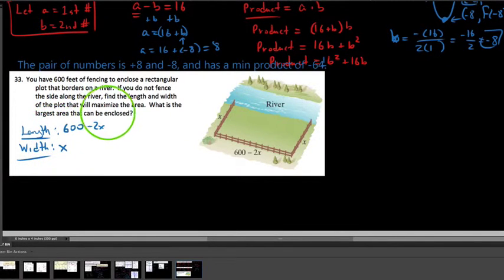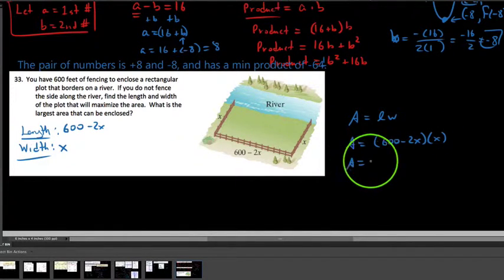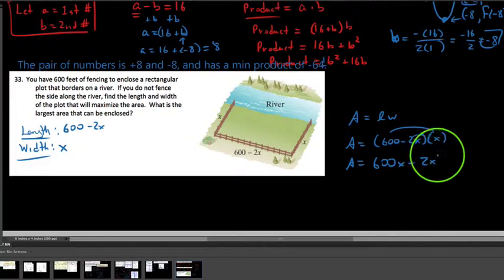So if what we want to do is find the length and the width of the plot that will maximize area and find the largest possible area that can be enclosed, let's just start with this. We say that area is length times width. We want to be familiar with this formula because really what we're going to say is area is our length, which in this case is 600 minus 2x, times our width, which is just x. So I hope you can see that after distributing here, what we end up with is something that's definitely quadratic, so we get negative 2x squared plus 600x.